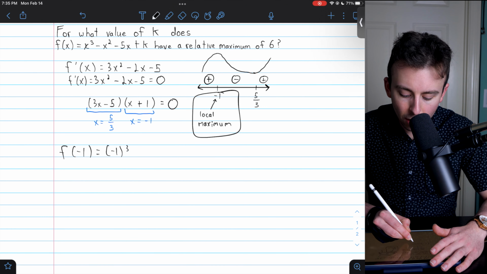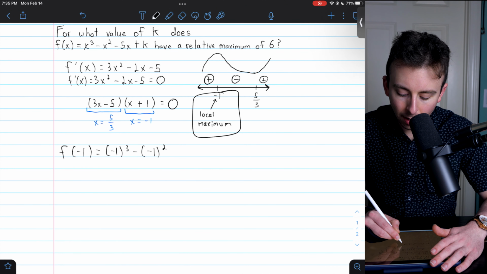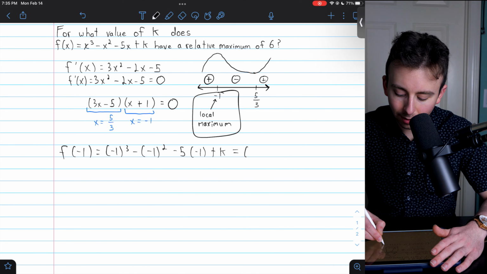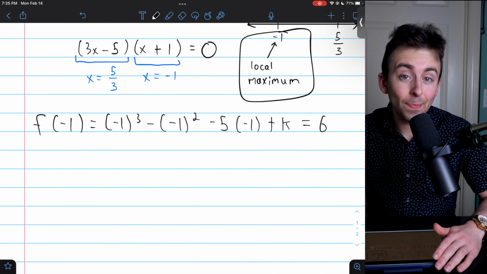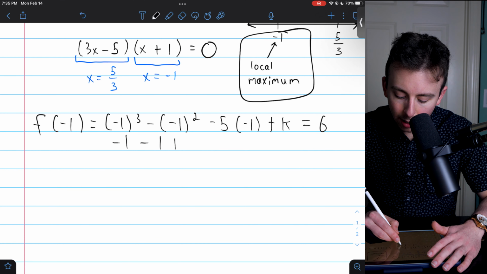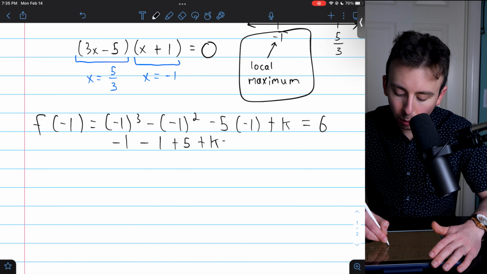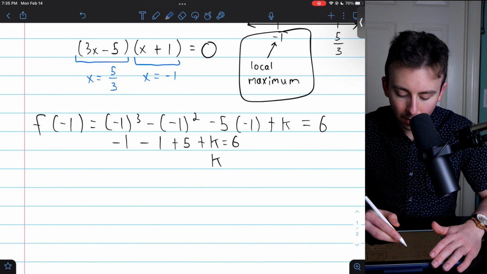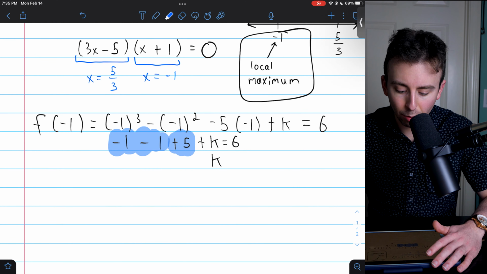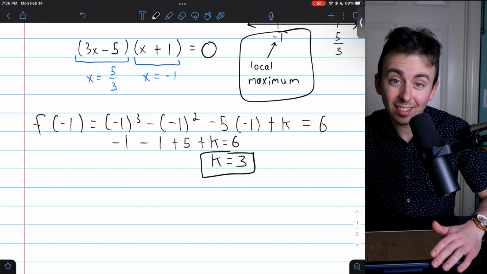We'll have negative 1 cubed minus negative 1 squared minus 5 times negative 1 plus k. And this equals 6. And now we just have to solve for k. Just be really careful with your signs. Negative 1 cubed is going to be negative 1. Negative 1 squared is positive 1, so that's just going to be minus positive 1. Then minus 5 times negative 1 is plus 5. And then plus k equals 6, and we can finish solving for k here. Negative 1 minus 1 is negative 2, plus 5 is positive 3, so subtract 3 over to the other side. k equals 6 minus 3, which is 3. And that's how you solve for k.